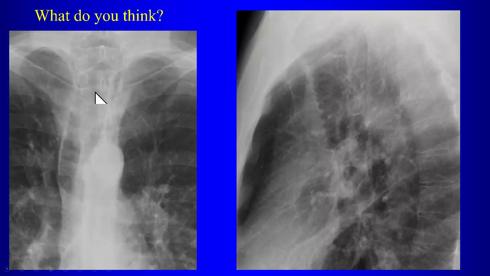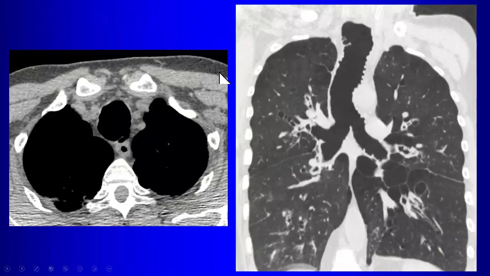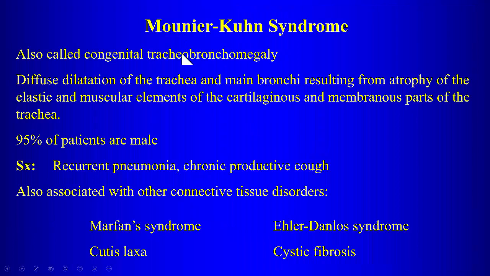So these patients have a big trachea, also this corrugated appearance of the trachea, which is a characteristic appearance of Mounier-Kuhn's. Big trachea, big central airways, and these patients are prone to recurrent infections. The corrugated appearance is as the mucosa prolapses between the tracheal rings. Interestingly, 95% of patients are male. It's associated with recurrent pneumonias, symptoms of cough, and also with other connective tissue disorders: Marfan's, cutis laxa, Ehlers-Danlos, and can be seen with cystic fibrosis also.